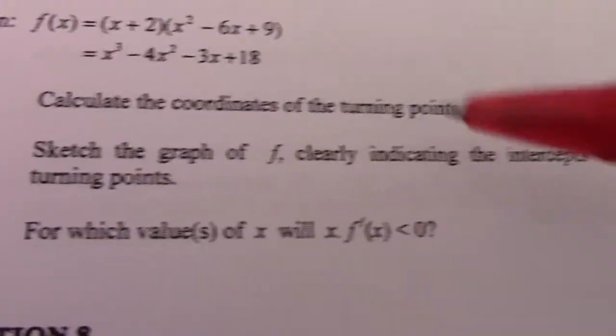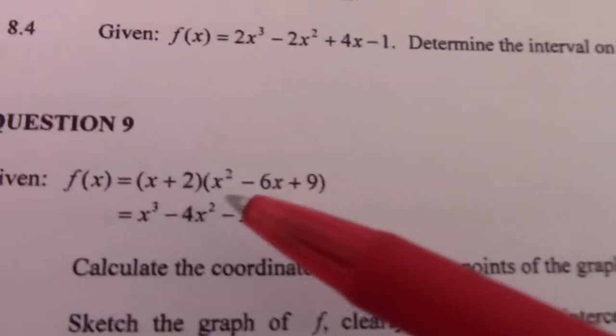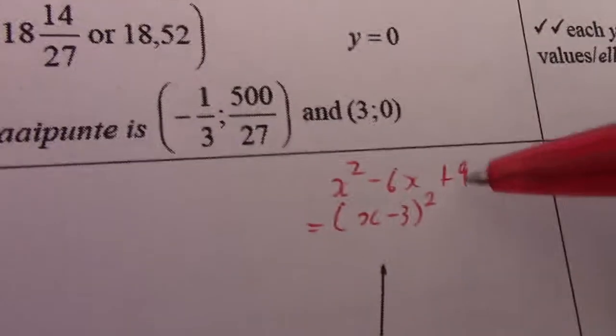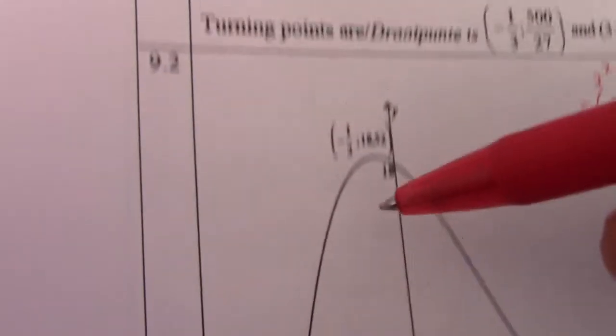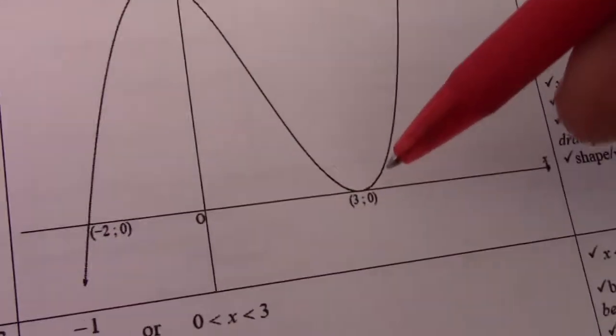9.2: Sketch the graph of f, clearly indicating the intercepts with the axes and the turning points. According to this equation, x equals minus 2. If we factorize x² − 6x + 9 further, that becomes (x − 3)². So my x-intercepts are (3; 0) and (−2; 0). There are my turning points I found on top: minus 1 over 3 and 18,52, and the other one is at 3 and 0. So I have an x-intercept that's also a stationary point.